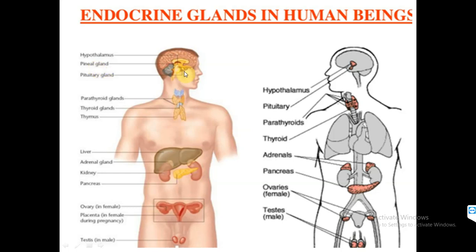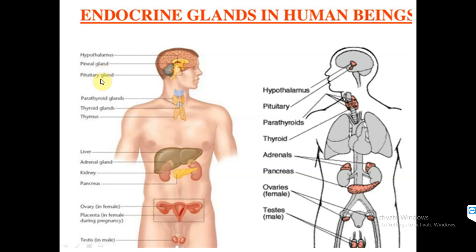Pituitary gland, the position is here. It is a tiny gland that is located near the hypothalamus of the brain. So this is the hypothalamus, and the pituitary gland is right next to it, and it is a very tiny structure. It is also known as the master gland. Why is it called the master gland? Because it regulates the functions of many other endocrine glands.